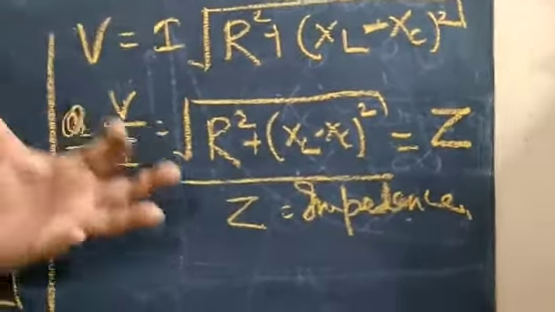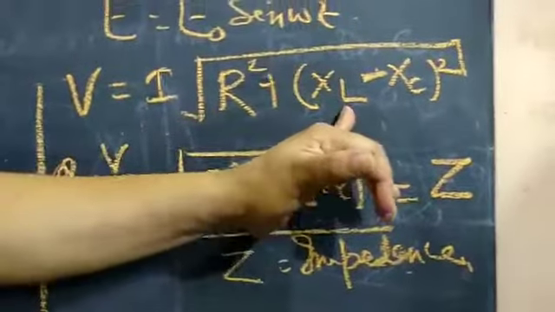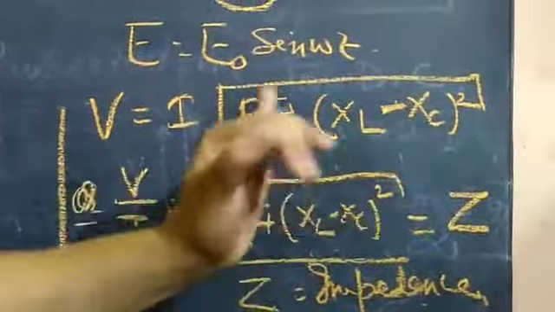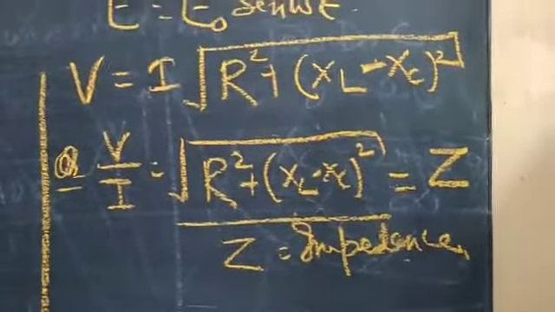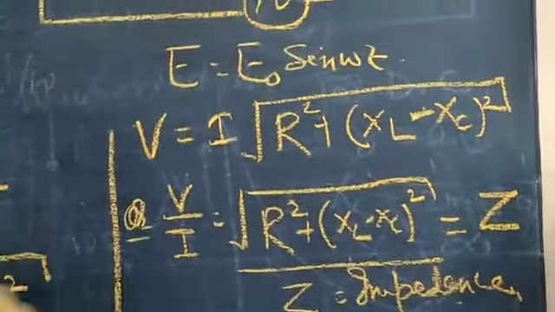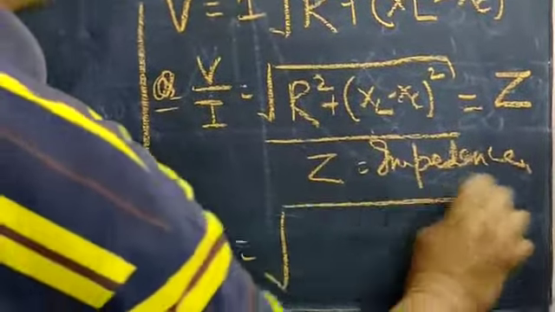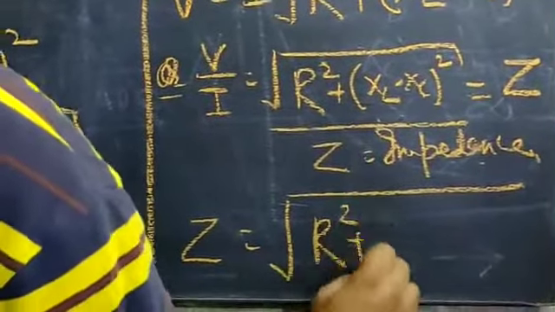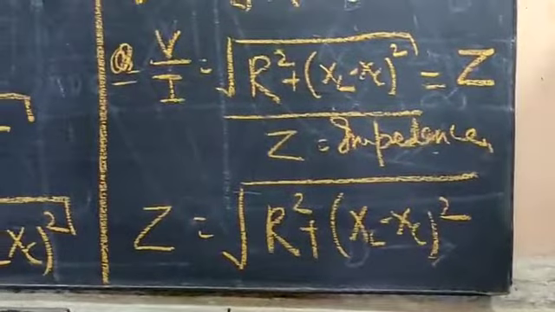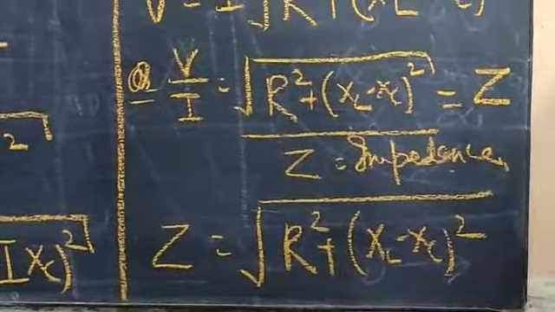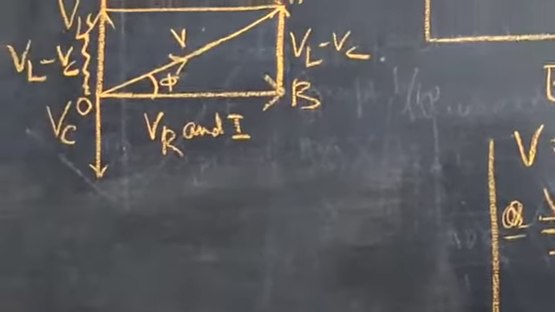So, we will call the combined obstruction of a resistor and inductor, resistor and capacitor, or all three: resistor, inductor and capacitor, the impedance. For an LCR circuit, impedance will be equivalent to the square root of R squared plus (XL minus XC) whole squared. And what will be the angle by which voltage will lead the current?